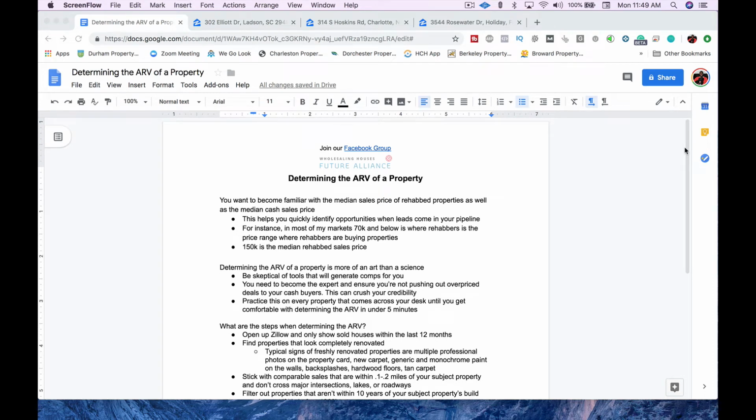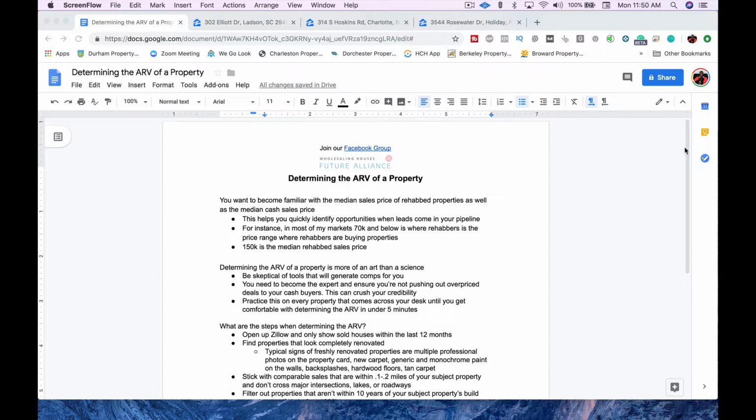Today, we are going to talk about determining the ARV, or after repair value, of a particular property. I'm going to show you examples of deals I've already closed so you can know for sure that these are actual examples from the field. I haven't made these up, and it'll also allow you to see what properties look like after they are rehabbed.